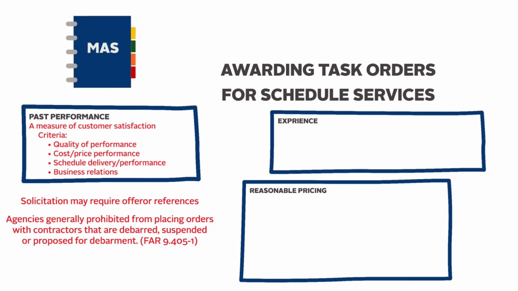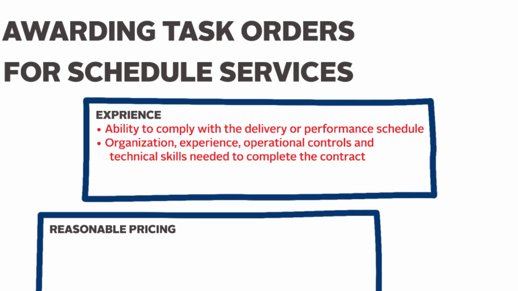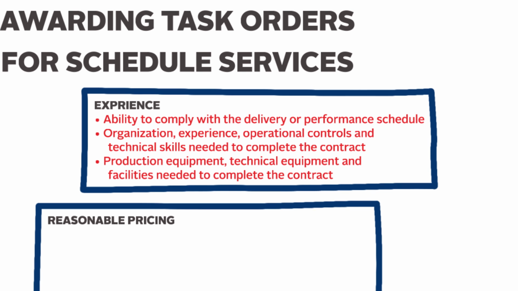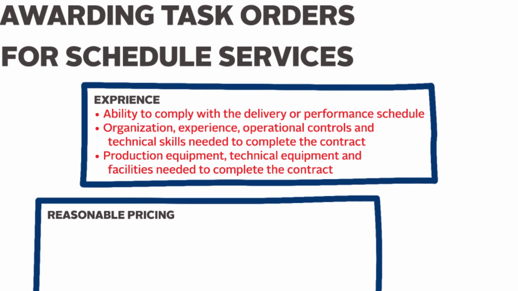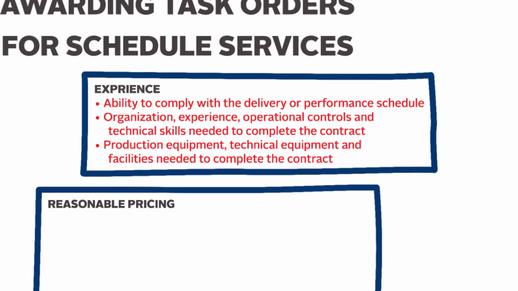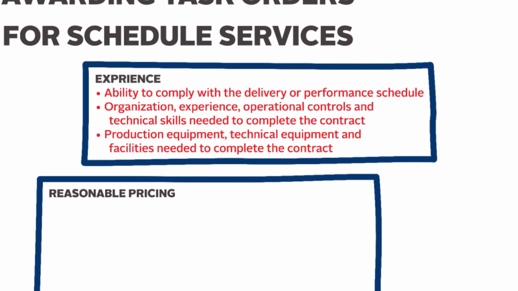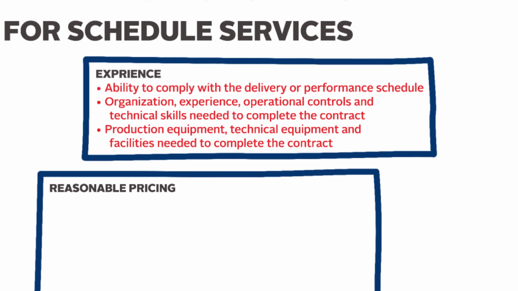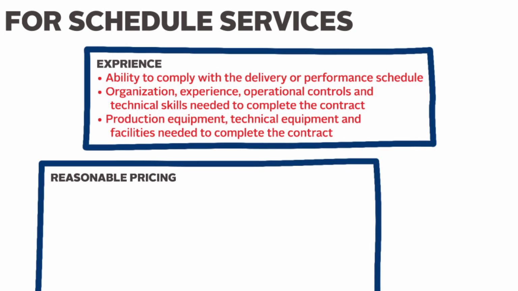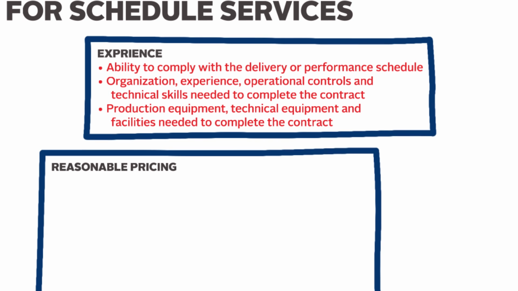There is a distinction between past performance and past experience. Experience refers to whether the schedule contractor has previously performed the requisite work and is based on their ability to comply with the delivery or performance schedule, organization, experience, operational controls, and technical skills needed to complete the contract, and production equipment, technical equipment, and facilities needed to complete the contract. In evaluating past performance and experience, ordering activities must be reasonable and consistent with the RFQ's evaluation criteria.